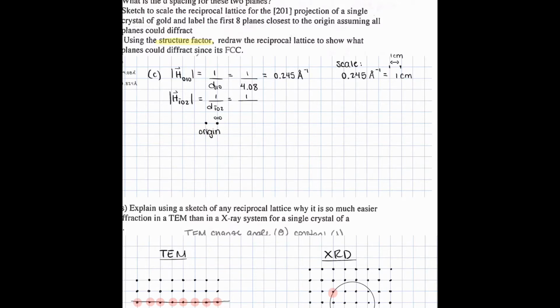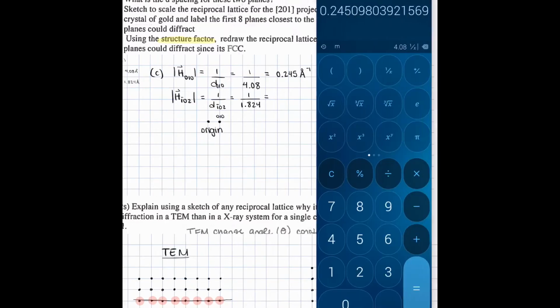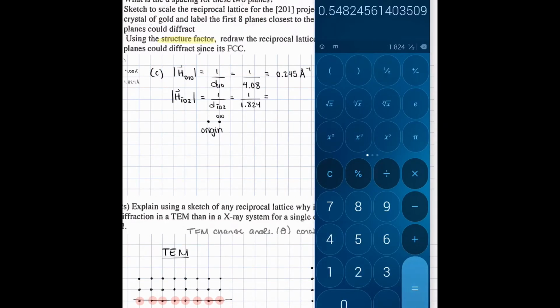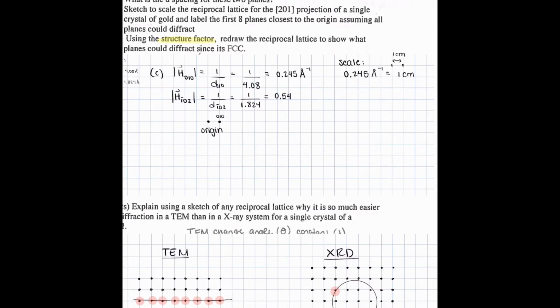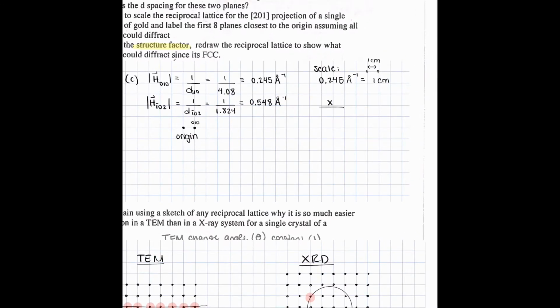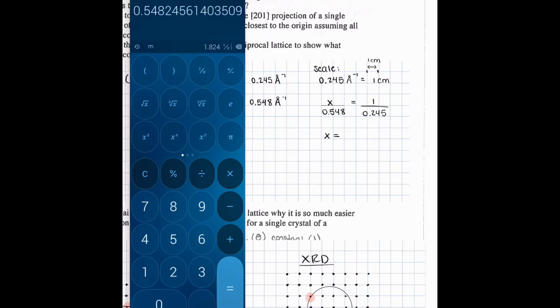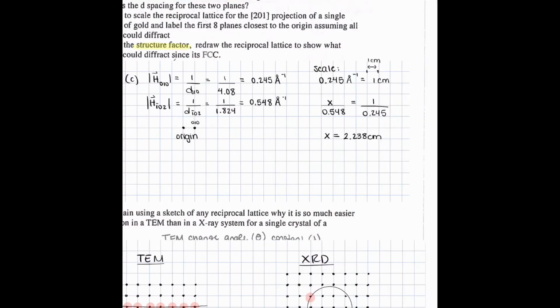Now using that scale, we're going to go ahead and figure out how far away the bar 102 plane is. Once again, we're going to take the reciprocal of D, so 1 over 1.824, to be able to figure out, all right, well, we have 0.548 angstroms inverse. How many centimeters is that going to be? So we're going to set up a ratio with x being to 0.548 as 1 is to 0.245. We're trying to find the number of centimeters that x is, which in this case is 2.238 centimeters away from the origin. The angle between the 010 and the bar 102 is 90 degrees, so we can just draw that as a rectangle. Notice how it's about 2.238 centimeters away.